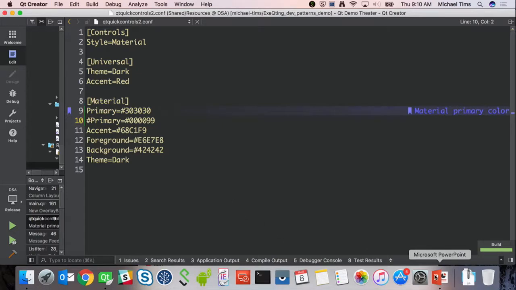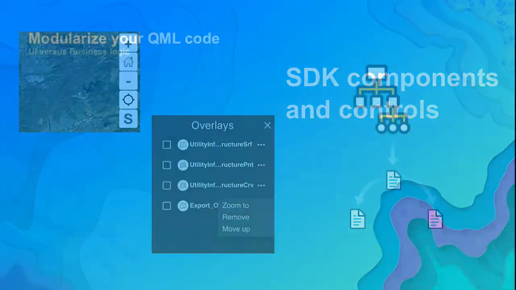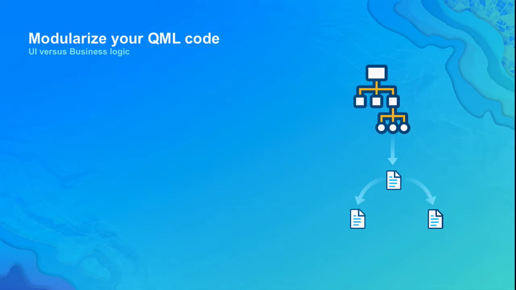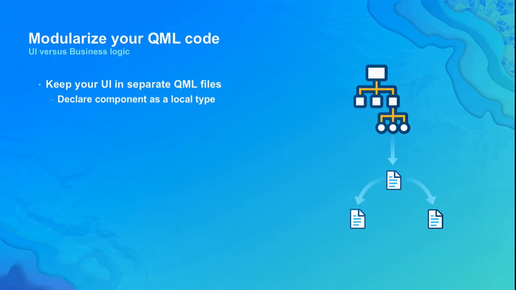All right, so back into the slides here. Next up is the modularization of your QML code. So your UI versus your business logic. You want to keep your UI separated from as much of your business logic code as you can, because you want to reuse a lot of your UI, but you also want to reuse a lot of your business logic code. So you can write a lot of your business logic code in JavaScript and split that out and put that in separate .js files and bring in your QML code.